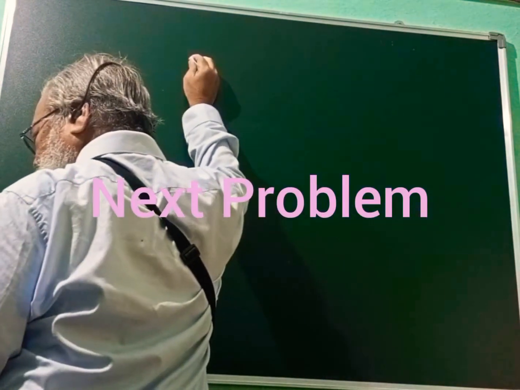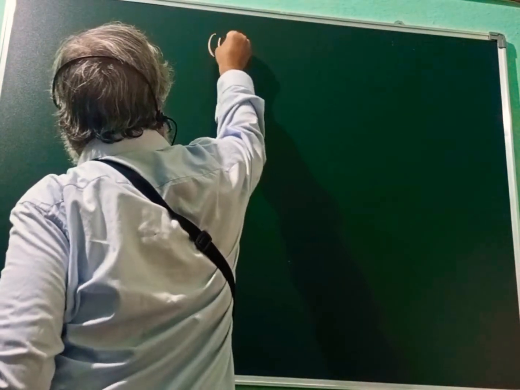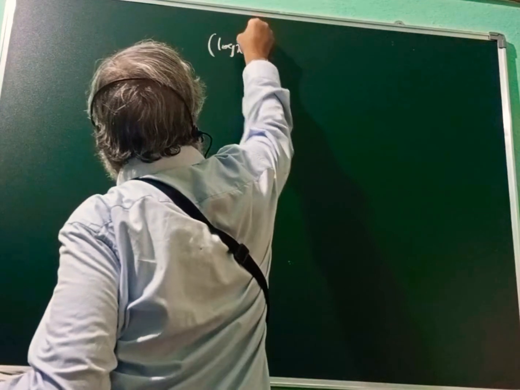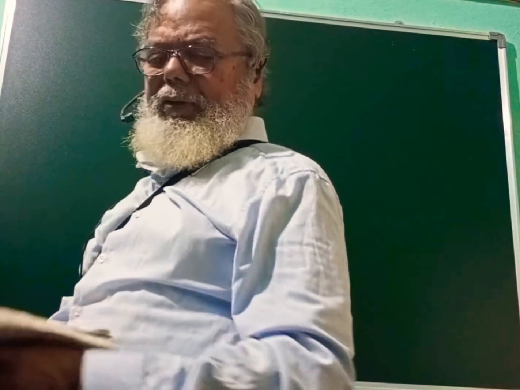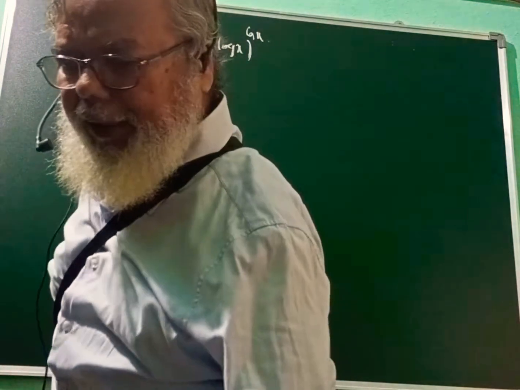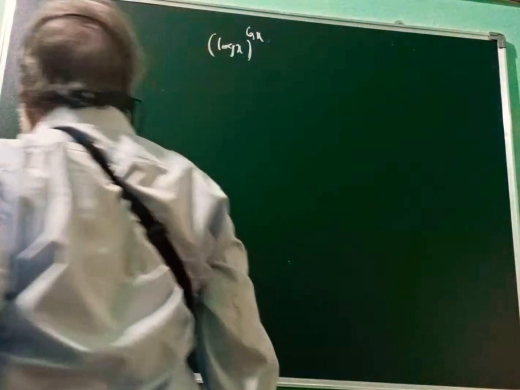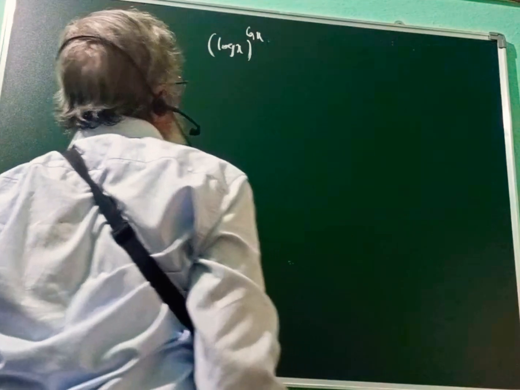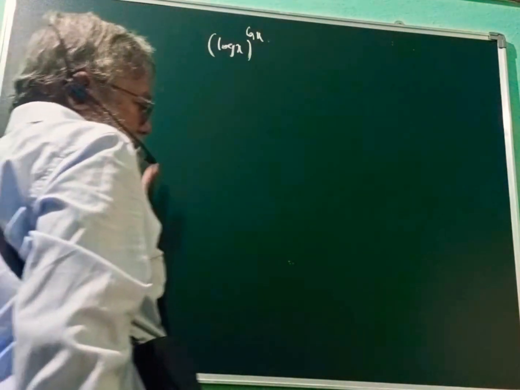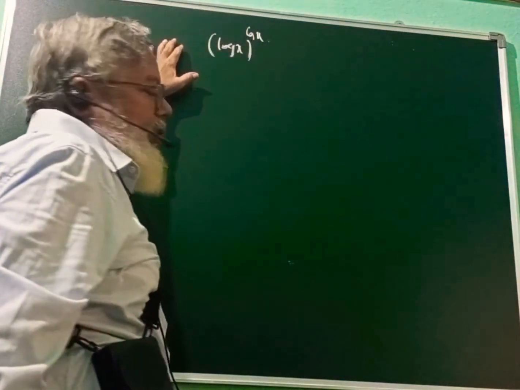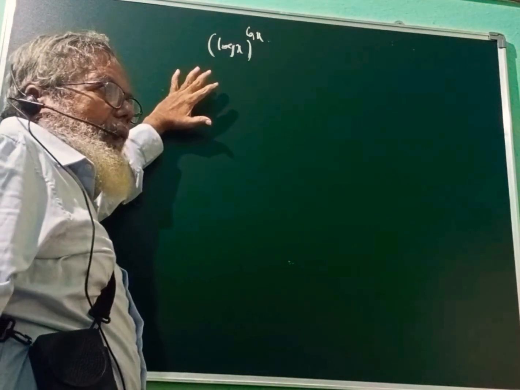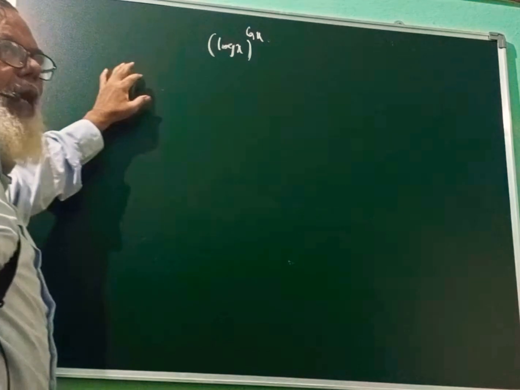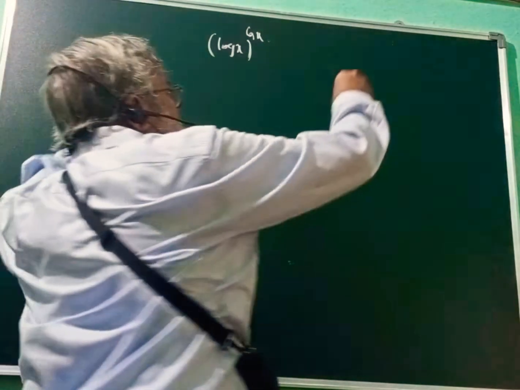Next problem. Differentiate (log x) raised to cos x with respect to x. Now again you can see, this is purely logarithmic differentiation. Now we know we suppose y is equal to this, applying log and simplifying and differentiating. But let us solve some of the problems by applying the formula we have mentioned just now.